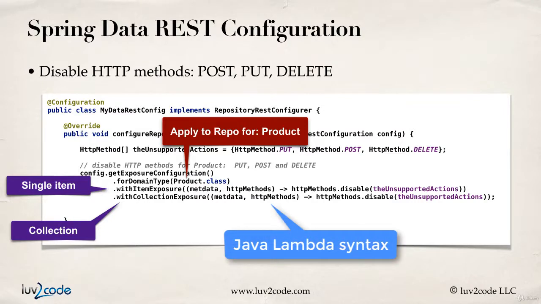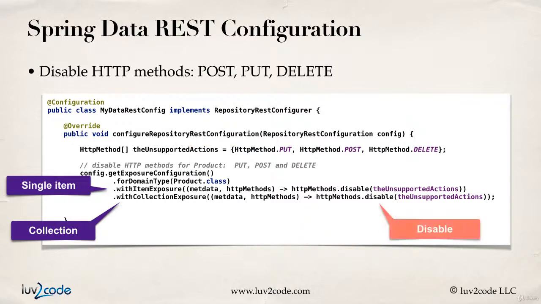And then this API makes use of the fancy Java lambdas. So we have parens for metadata, HTTP methods, the arrow symbol, that's Java lambdas, and we specify the method. Here we give httpMethods.disable, and we pass in that array that we created a little earlier, the unsupported actions. And this block of code will essentially disable the methods for put, post, and delete for our product REST repository.